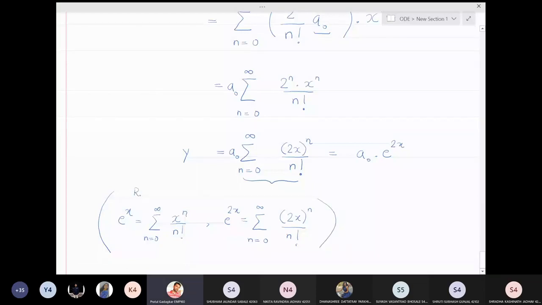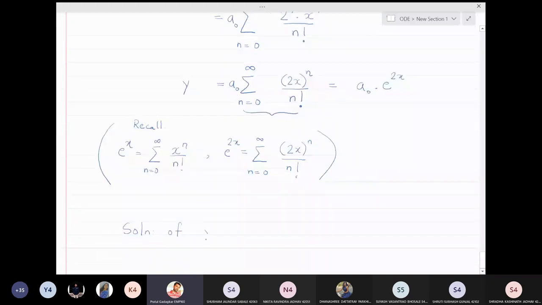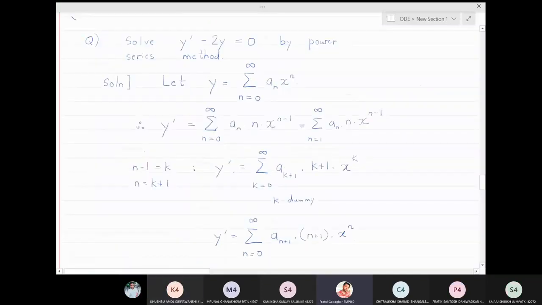So this means that our solution of the differential equation y' minus 2y equal to 0 is given by y equal to a_0 e raised to 2x. This becomes our final solution by the power series solution method. What we have done is we have solved this problem y' minus 2y equal to 0.